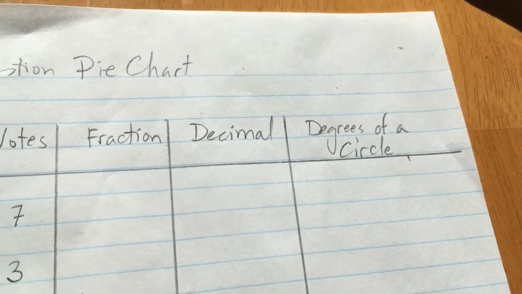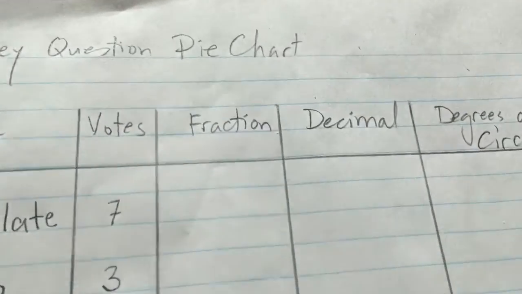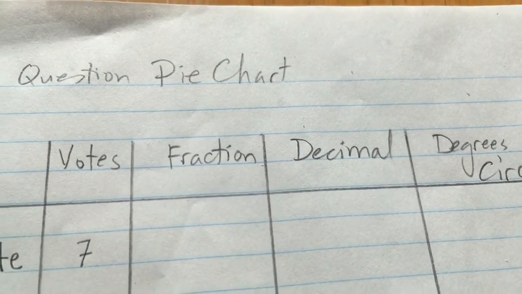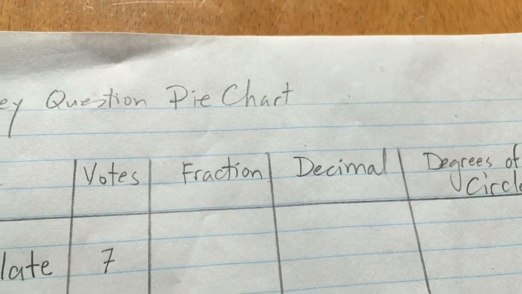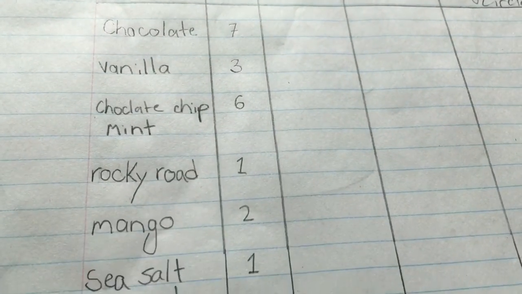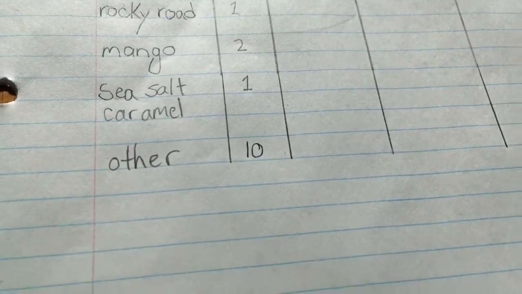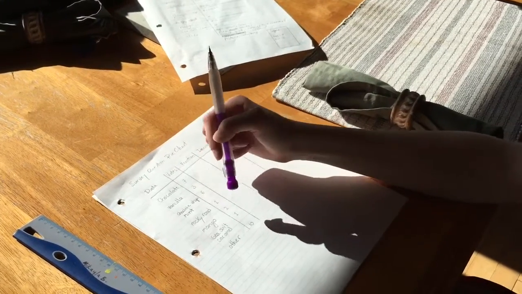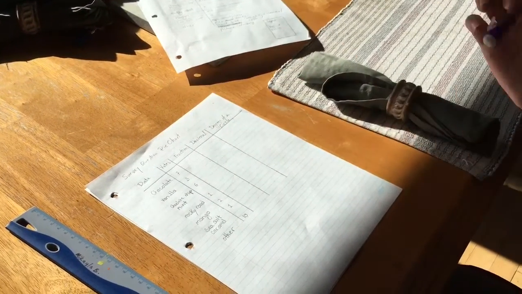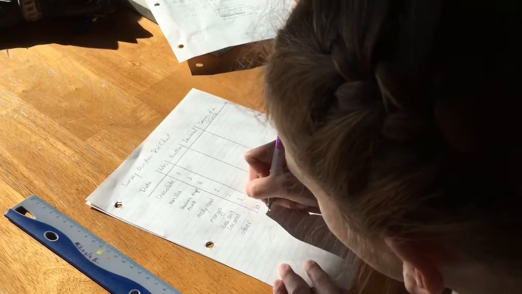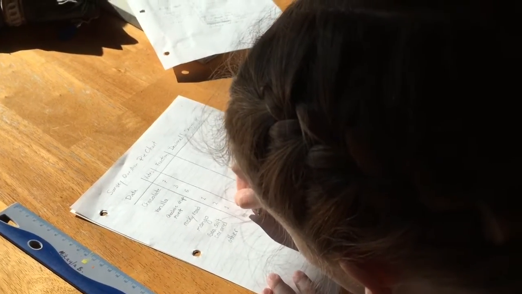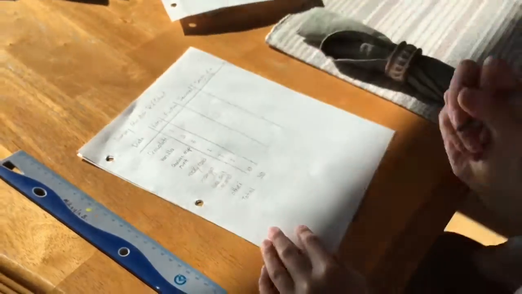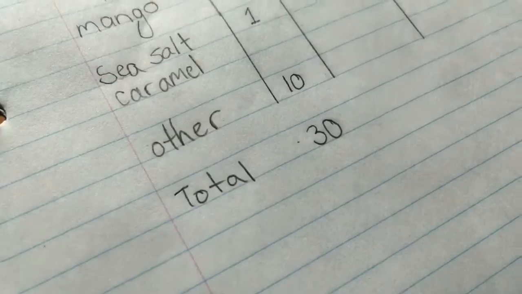degrees of a circle. So the first step, if we're going to write a fraction, we have to know what the total number of votes is. We've got to figure out the total. So we've got 7, 3, 6, 1, 2, 1, and 10. Let's take a minute and do that. And so 30. Okay, so right at the bottom, 30. Nice, okay, so we've got a total. The total is 30. There were 30 votes.